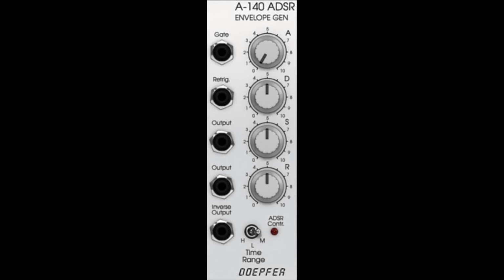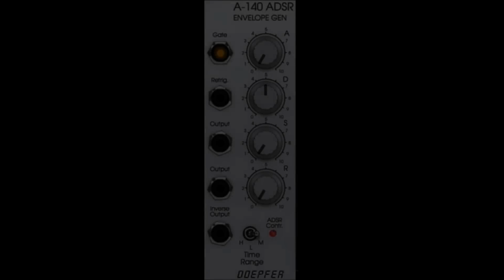Welcome to part 6 of my series about Softube's modular. Today I'm going to talk about the ADSR module Doepfer A140. But a short note first. Please listen also to those summaries at the end and don't just skip them.